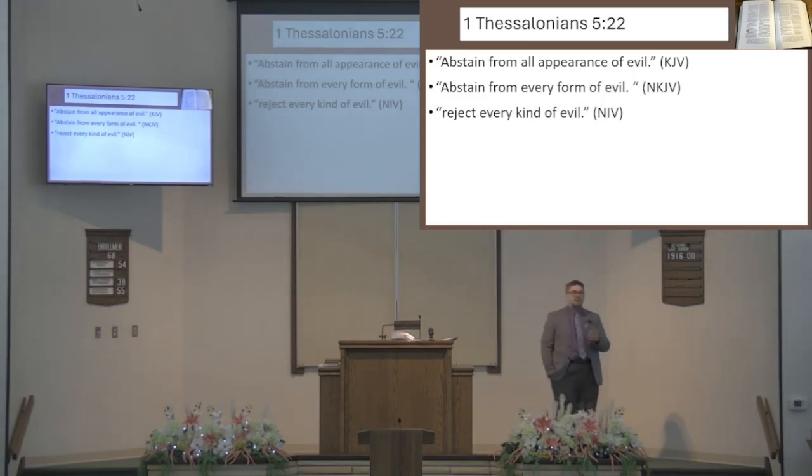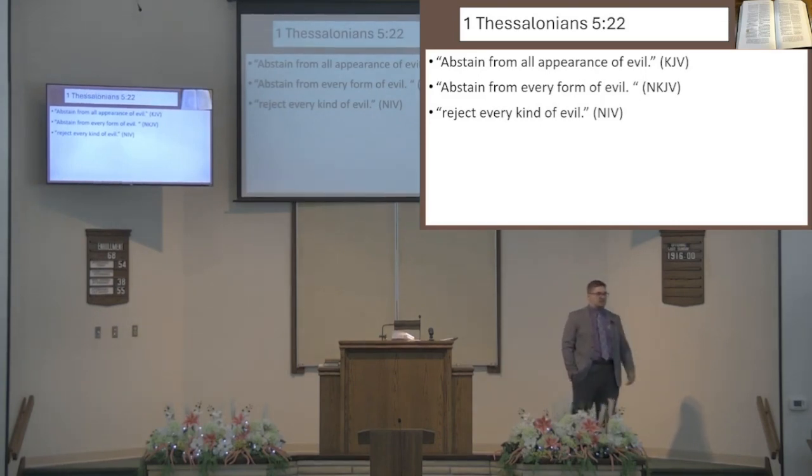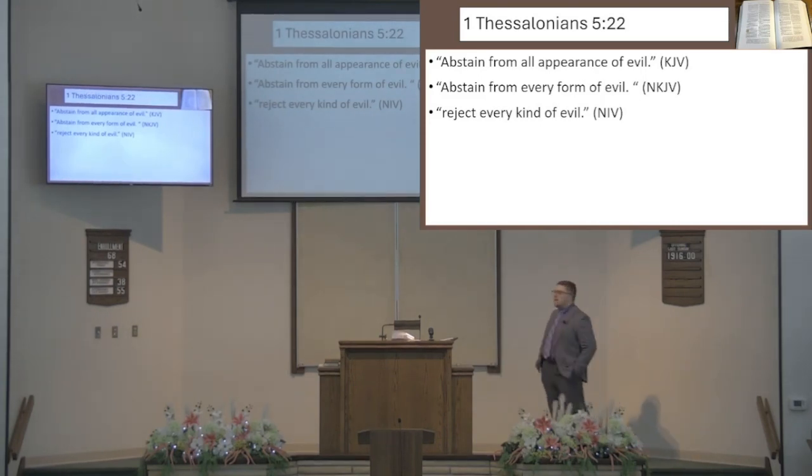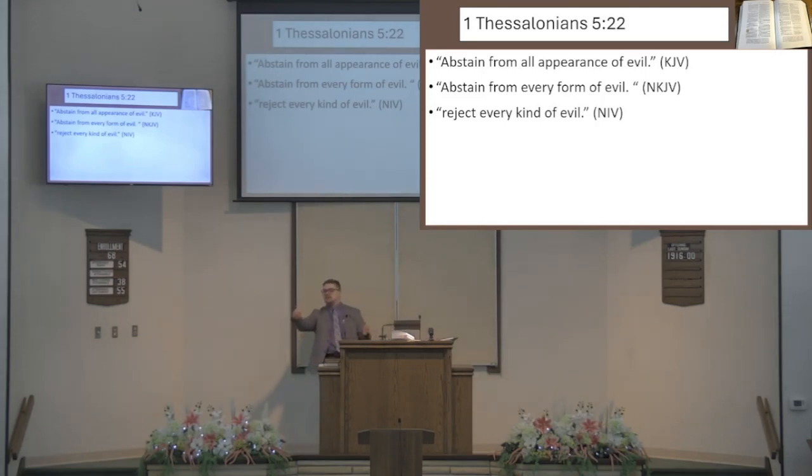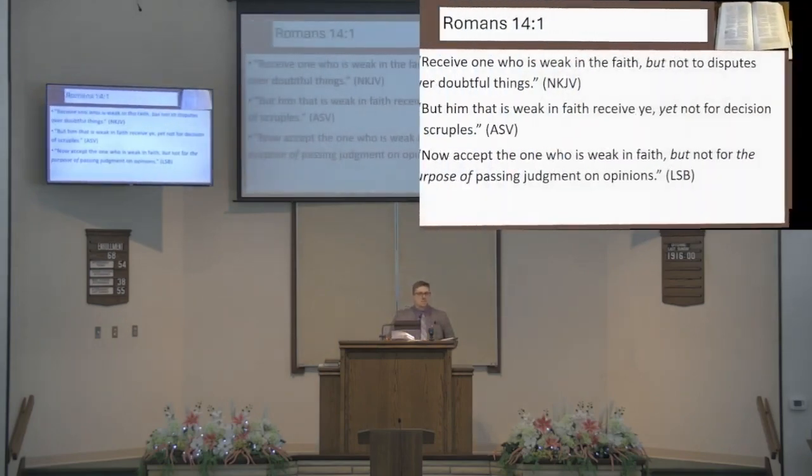The NIV, "reject every kind of evil." And so the appearance of evil, though that is true in a sense, that's not what the original is saying. So when I read the King James, "abstain from all appearances of evil" versus "abstain from every form," now the New King James and the NIV have helped me understand more what that's saying. Abstain from anything and everything that is evil.